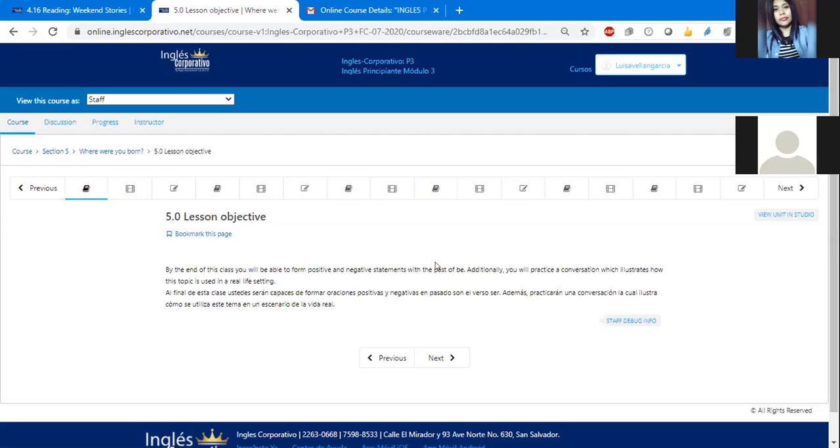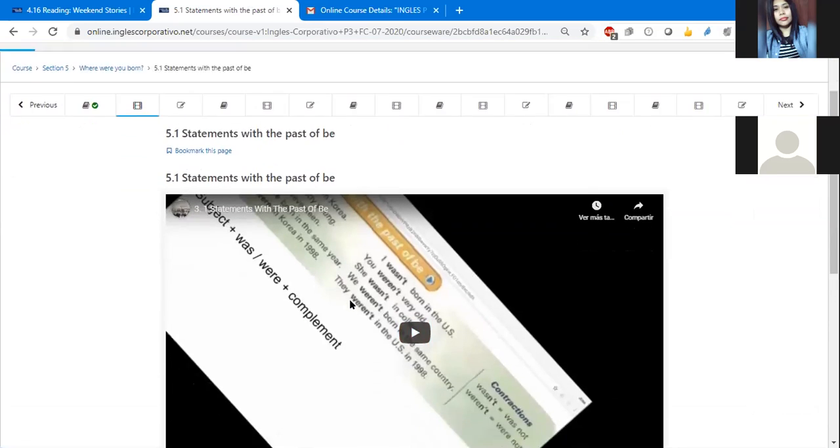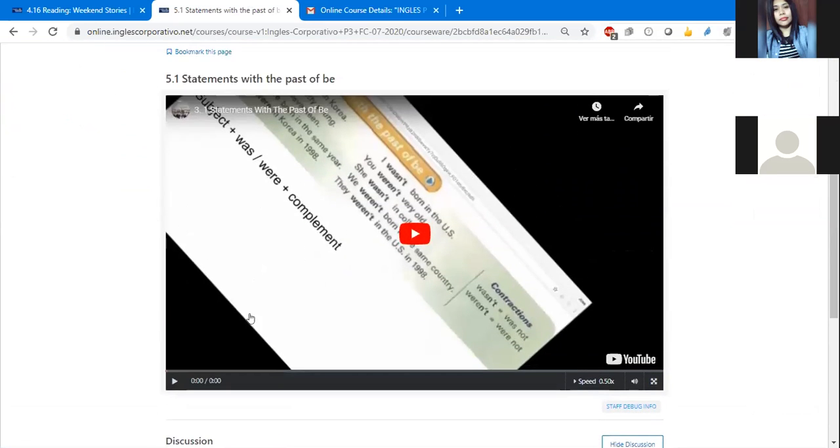Okay, good. So then here the emphasis is to use the affirmative or negative, or positive and negative sentences with the past tense of be. Remember that in the section 4, we studied the past tense, but it was all the actions, right? But now we're going to use was and were. Okay, cero estar, but in past tense. Okay, now pay attention to the video and listen to this explanation.